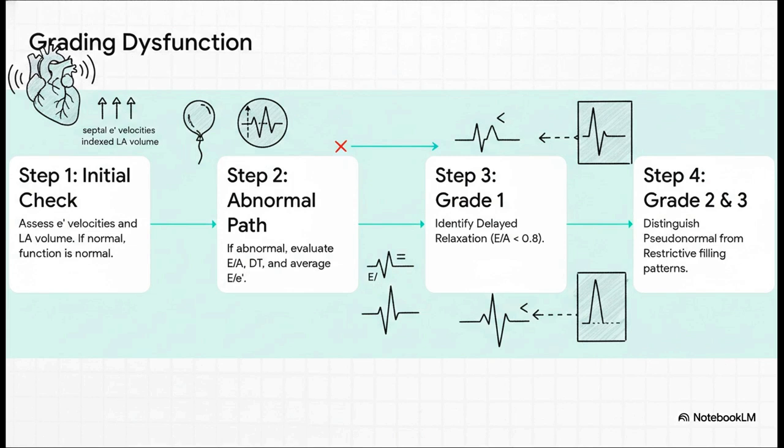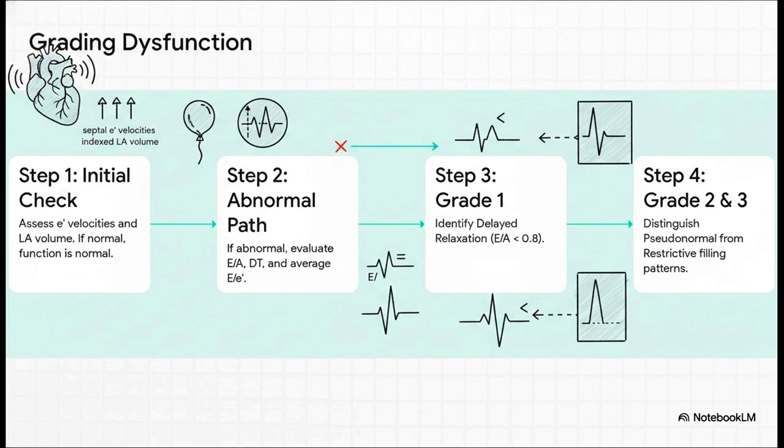Let's walk through it. Step 1 is your first checkpoint. Just look at 3 things: your septal E, your lateral E, and your LA volume. If all 3 of those are in the normal range, you can stop right there. Diastolic function is normal. If any of them are abnormal, you move on to step 2.